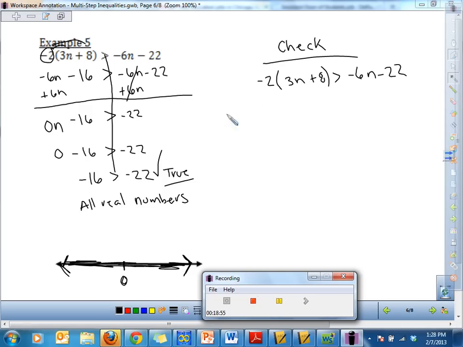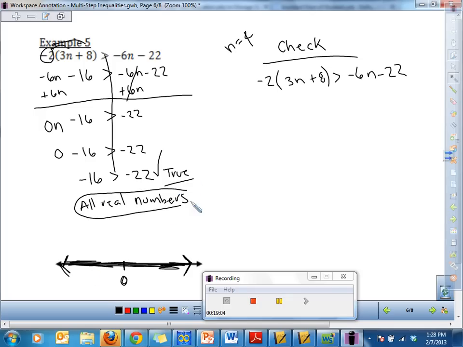Alright, and I'm going to pick a random number. I'm just going to pick a number like n is 4. I just picked the randomest number, because if it's any number, we should be able to pick any number. And I'm going to plug 4 in. Negative 2, parentheses, 3 times 4, plus 8. Is that greater than negative 6 times 4 minus 22? So let's see. Well, I'm going to bring down my negative 22. 3 times 4 is 12.